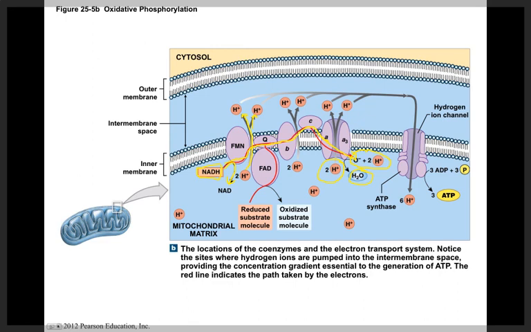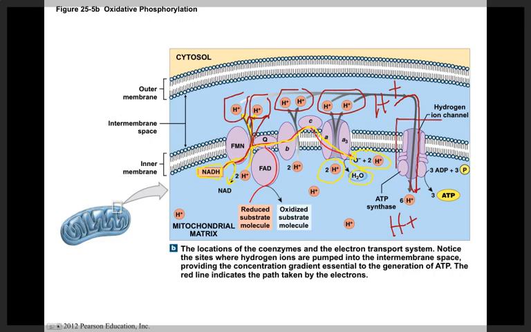As the hydrogen, though, are being pumped across that inner membrane into the inner membrane space, it's starting to build up a large quantity of hydrogen in that space. And so we start to develop a concentration gradient where there are more hydrogen in the inner membrane space than there are in the matrix. And so with this concentration gradient, hydrogen is going to have a tendency to want to diffuse back into the matrix. And that's what happens.